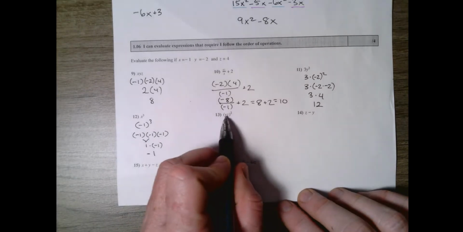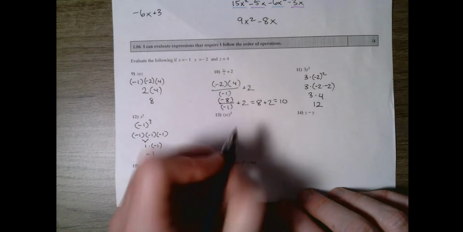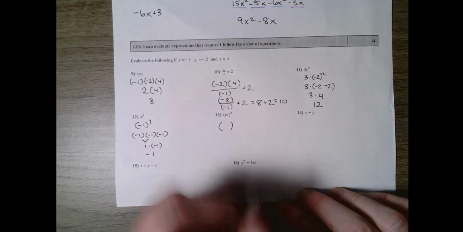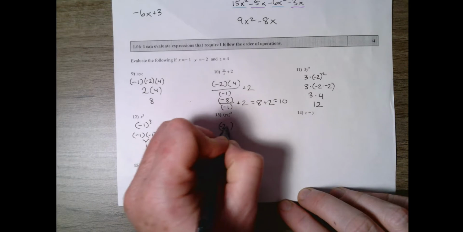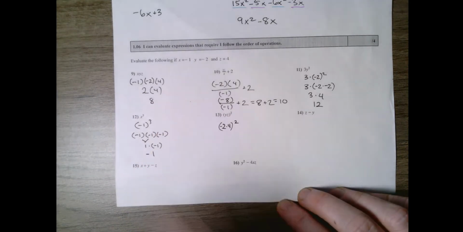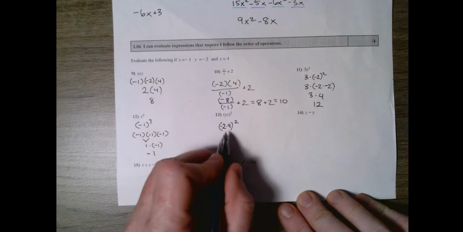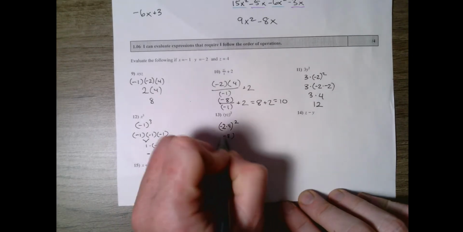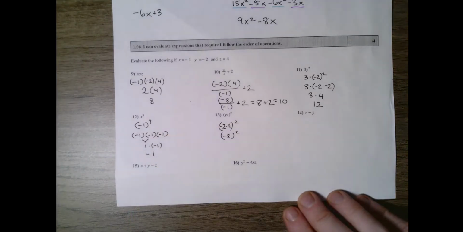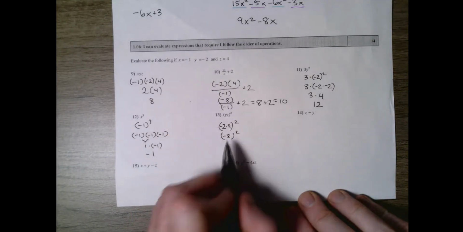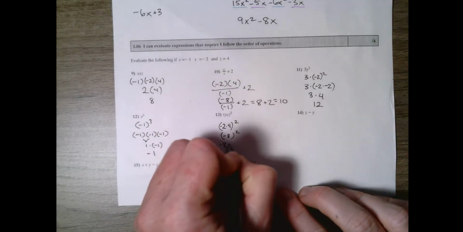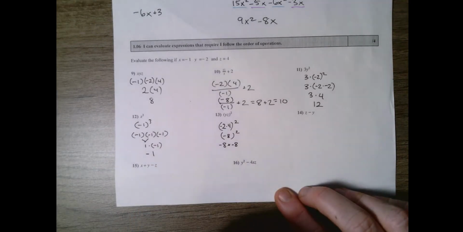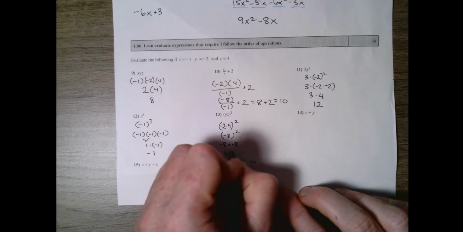Now here we have y times z in parentheses, so we need to do that multiplication first, then square it. So what is y times z? I have negative 2 times 4. Then square it. Right? PEMDAS says do what's inside the parentheses first. Negative 2 times 4 is negative 8 squared. So I've got negative 8 times negative 8. And that's going to give me a positive 64.